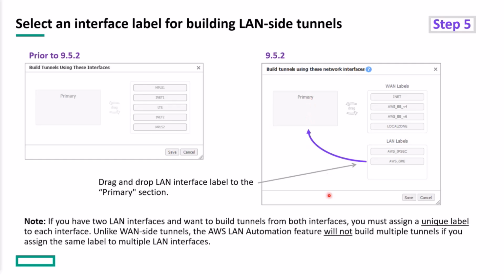Now, one thing to keep in mind, if you have more than one LAN interface on your Edge Connect, and if you want each LAN interface to establish, let's say, a GRE or an IPsec tunnel with a transit gateway, you have to enter a unique label here. For instance, you can't have AWS GRE assigned to both LAN interfaces on the deployment page if you want to create two separate GRE tunnels from the LAN 0 and LAN 1 interfaces on the Edge Connect.